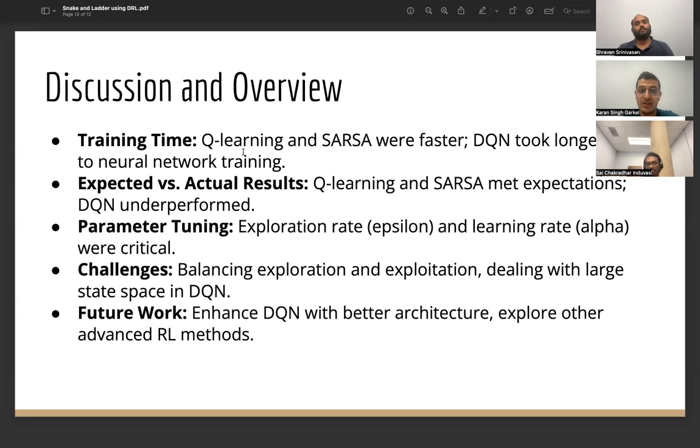Challenges we faced were balancing exploration versus exploitation, and, for the DQN algorithm, the network's complexity and stability. For the future work, the plan is to explore advanced RL methods and to refine the hyperparameters. Thank you.